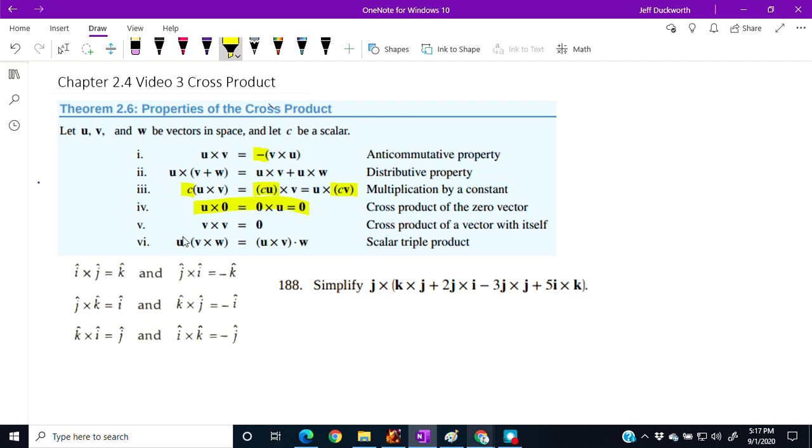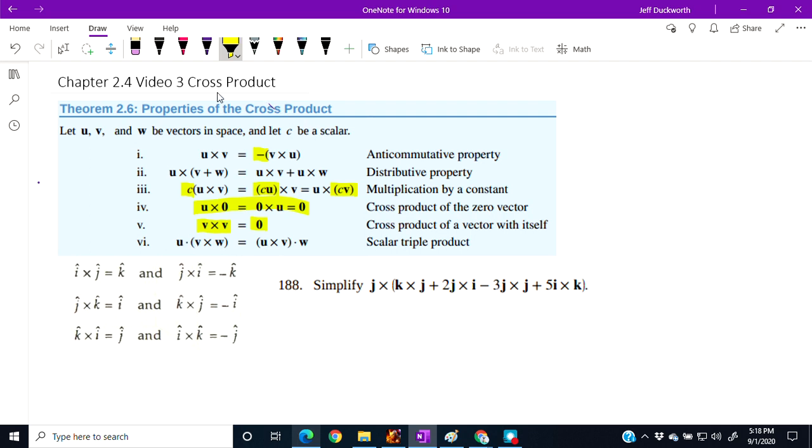Number 5, if you take the cross product of a vector with itself, you get the 0 vector. And in a subsequent video, we'll talk about why that is. And the last one, the scalar triple product. So this combines a dot product and a cross product, and the result that you get is at the bottom. We're not going to cover that in this video, but we'll get to it later on.